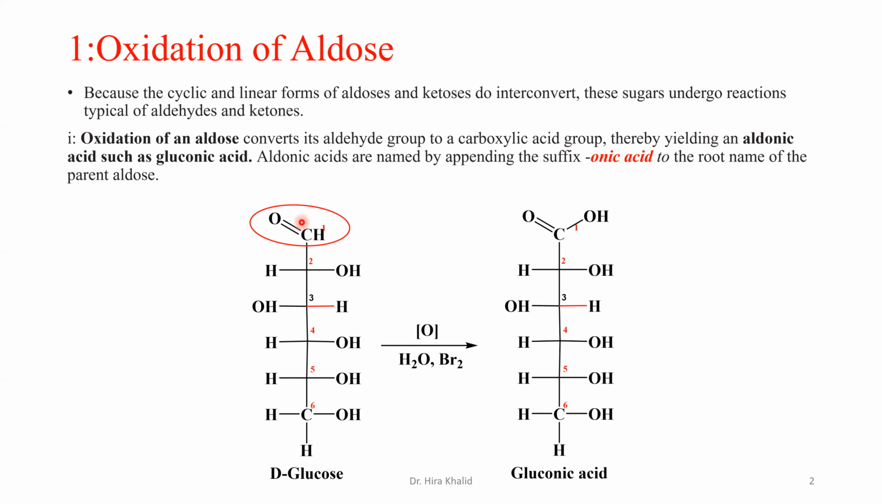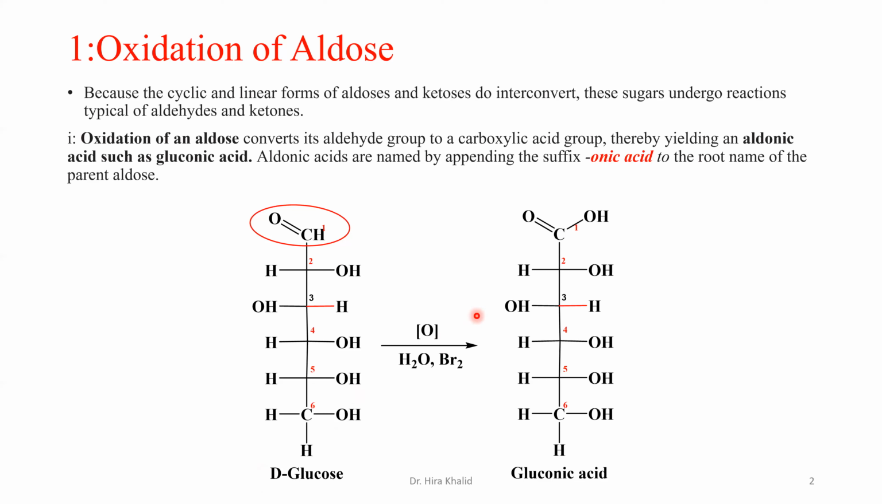Here we can see the example. This is our starting D-glucose, right? Why I'm saying this is a D-glucose is because this farthest carbon, in its structure, has this hydroxyl at the right side if we draw its Fischer projection, and that is resembling the D-glyceraldehyde. So that's why this is the D-glucose.